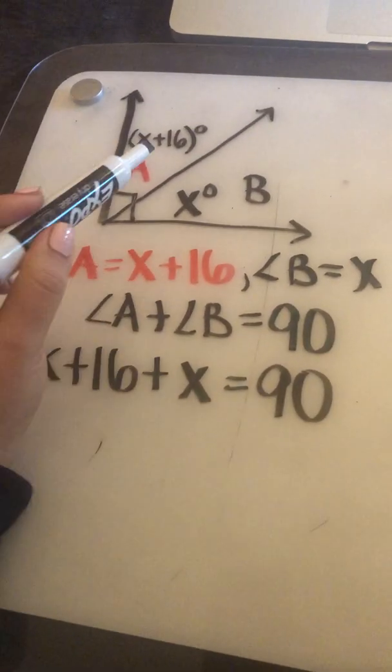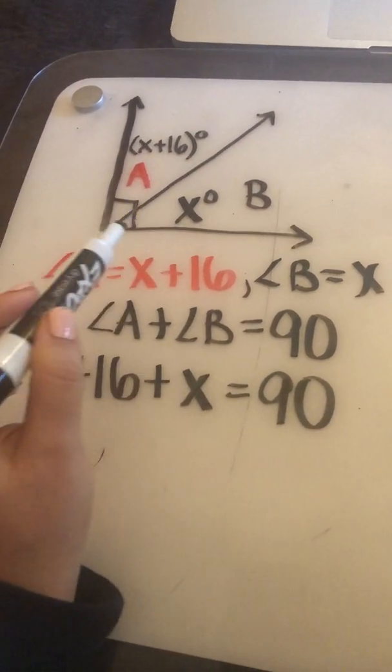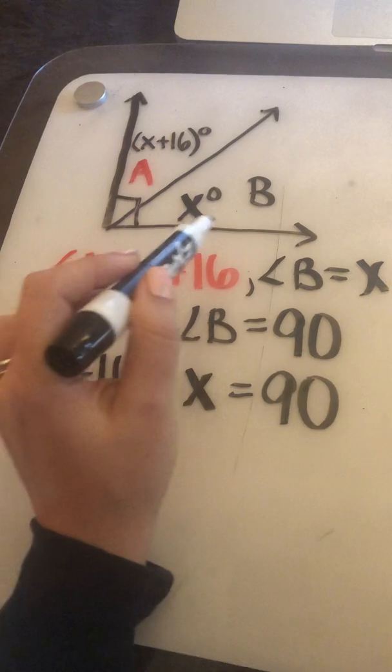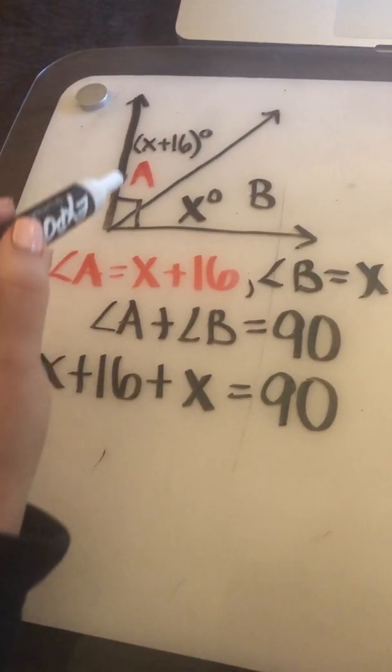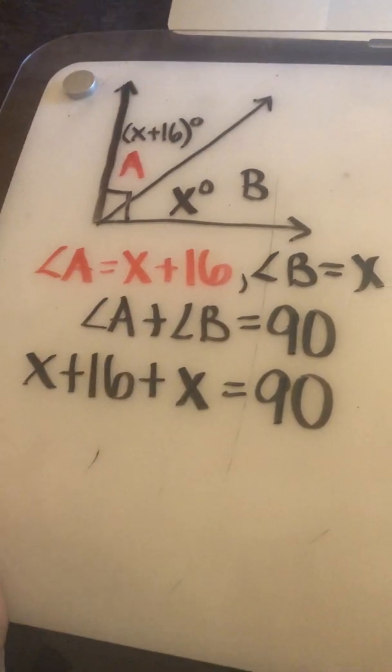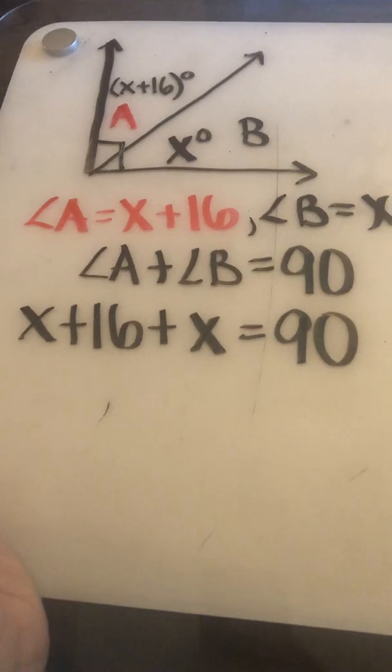Okay, so we're taking what angle A is, x plus 16, and adding it to what angle B is, x. When these two angles are put together, they make your right angle, which is 90 degrees, and we can use this to now solve for x. At this point, you guys should know how to solve these.